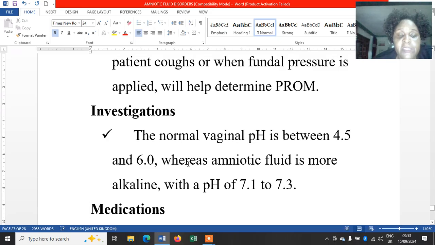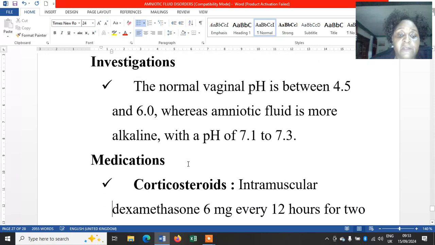So here another key investigation is to use a litmus paper and examine what is exactly coming out. The normal pH of the vagina is between 4 to 6, whereas the pH of the amniotic fluid is alkaline, that is 7 to 7.3. So when we use a red litmus paper, it will turn to blue. If it remains red, then it means it is still the normal pH of the vagina. But if it turns blue, then it means it is amniotic fluid.